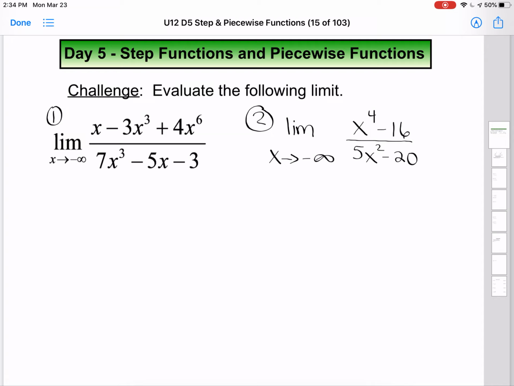Okay, guys, day 5, step functions and piecewise functions. So remember, the first day we did limits all by looking at the graph. As x goes to some certain value, what does y approach? And then each one of these days previous to today, we've been doing it algebraically. And we'll do that as well, algebraically with step functions and piecewise functions. But let's first review yesterday.